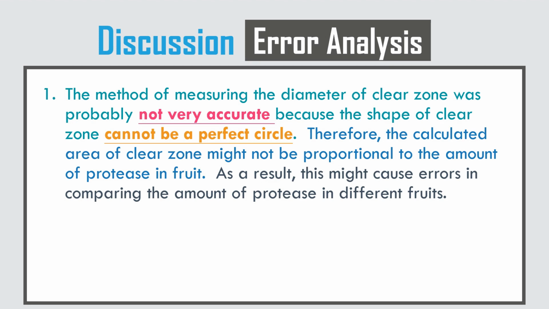After that, let's analyze the errors in this project. The method of measuring the diameter of the clear zones was probably not very accurate because the shape of clear zone cannot be a perfect circle, and therefore the calculated area of clear zone might not be proportional to the amount of protease in food. And so, this may cause errors in comparing the amounts of protease in different foods. And for more errors, you can think by yourself.